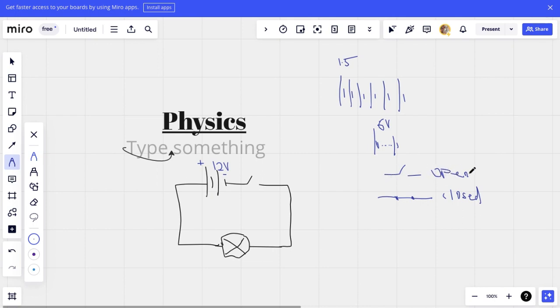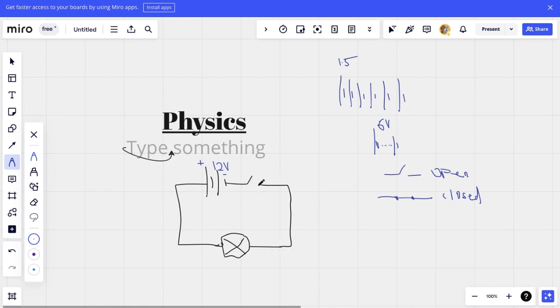When the switch is open, we have this. When we close it, it becomes this. So this is a closed switch. Current flows in a closed switch. When the switch is closed, that's when current starts to flow. When the switch is open, there's a gap in the wire, and once there's a gap, current cannot flow in the circuit.